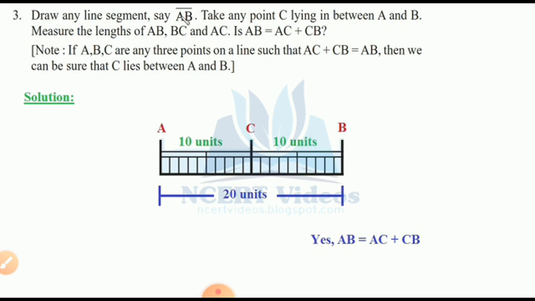Here is the solution on screen. We can see line segment AB, and C is lying in between. AB is 20 units. Exactly in the middle, AC is equal to 10 units and CB is also equal to 10 units. So can we say AB is equal to AC plus CB? Yes, why not? C is the middle point such that AC plus CB is equal to AB. So 10 plus 10 is 20, and below in blue color I also wrote 20 units. So it's easy.